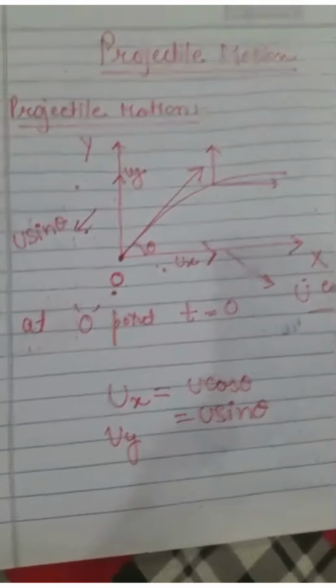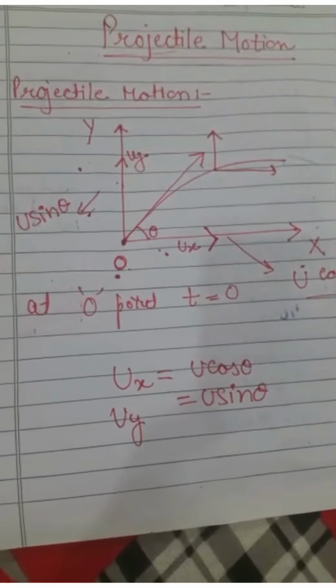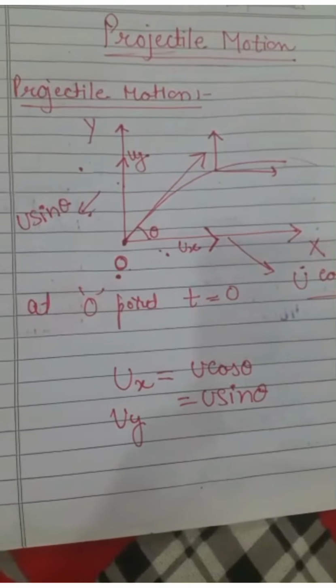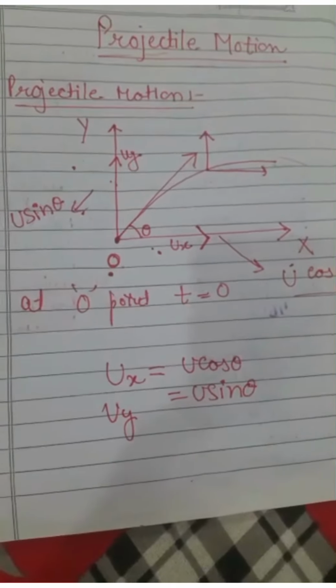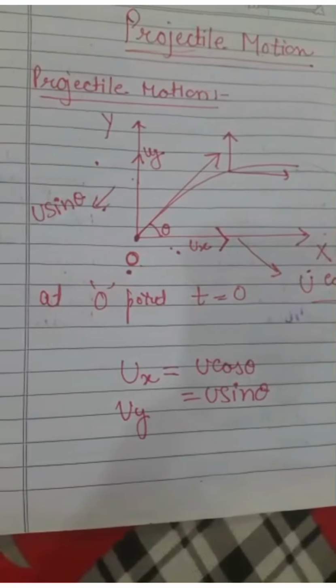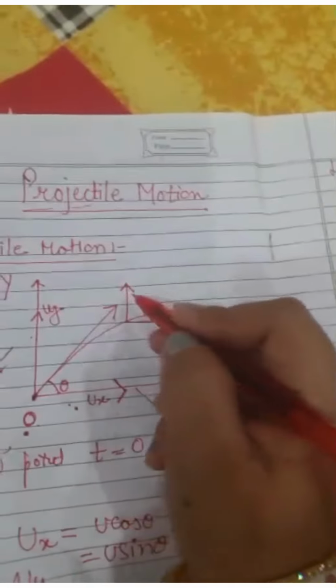Now, as we know, the motion of a projectile is under gravity, so the body is freely falling. Hence its acceleration is directed vertically downward, and let its magnitude be small g. So the acceleration is purely vertical, in the downward direction.